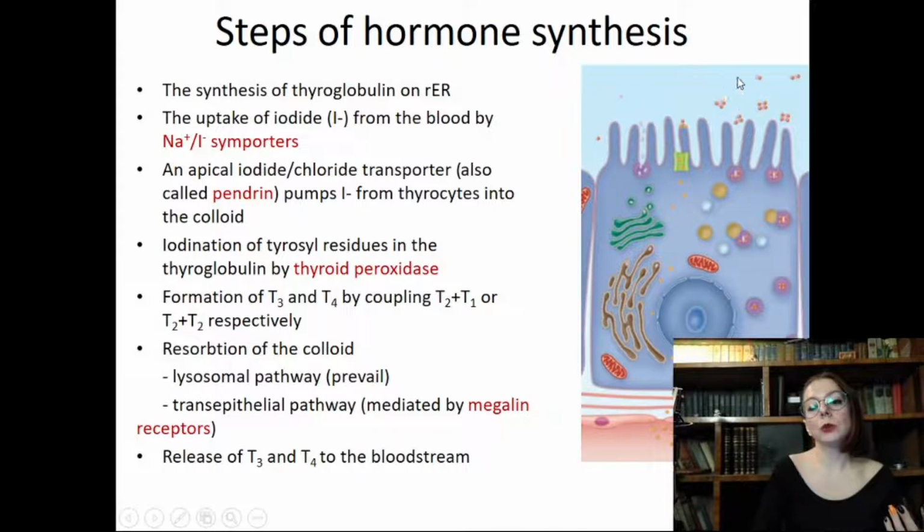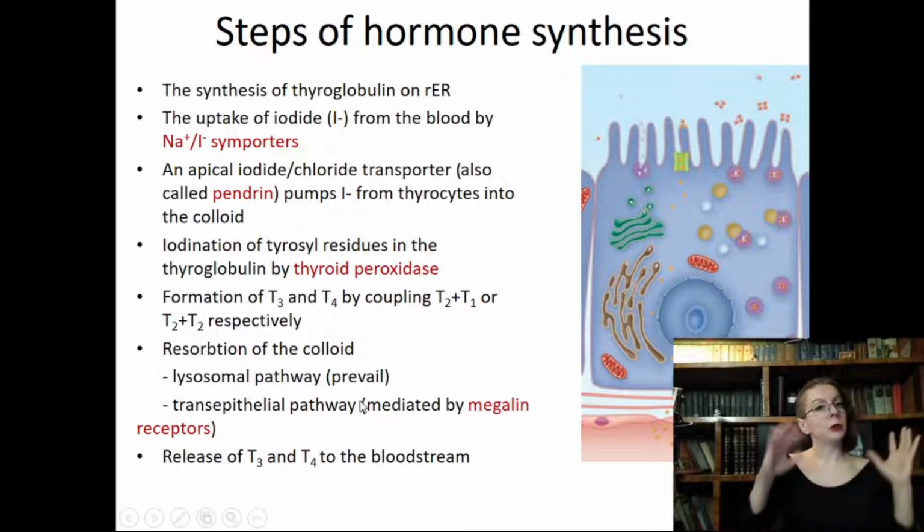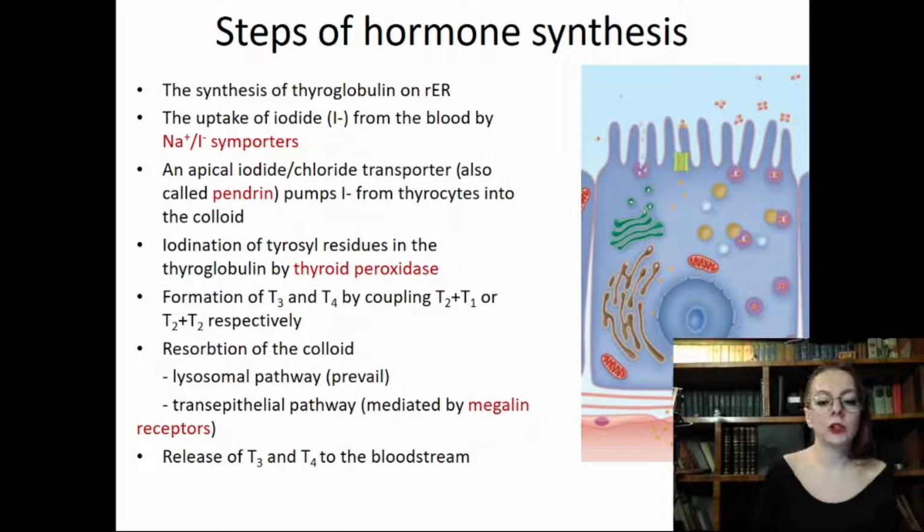When thyroglobulin, just after it is endocytosed, is exocytosed as thyroglobulin outside the cell. Okay, unchanged form of thyroglobulin. And this is mediated through the megalin receptor. And this pathway is used in case the follicular cell is overstimulated, just not to produce too much T3 and T4. So you should know the difference. In case of the lysosomal pathway, thyroglobulin is cut into amino acids. In case of the transepithelial pathway, thyroglobulin is exocytosed in unchanged form.